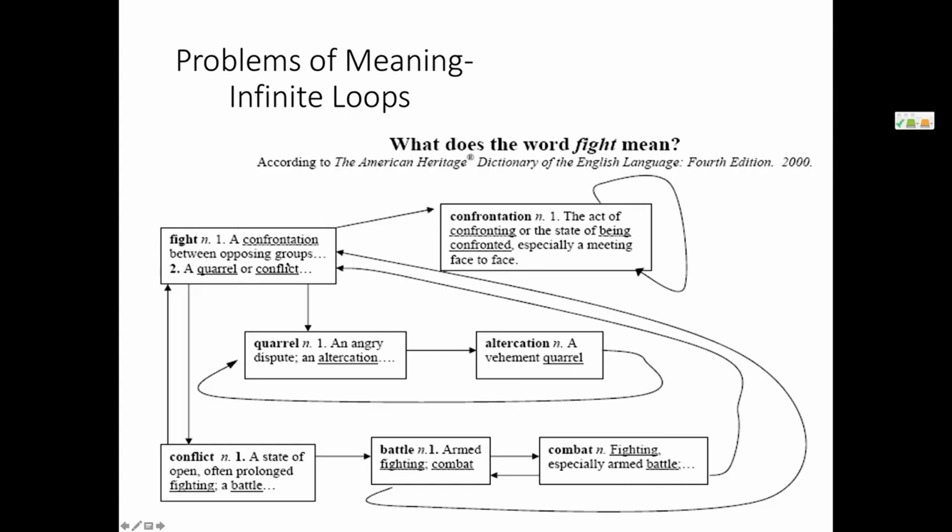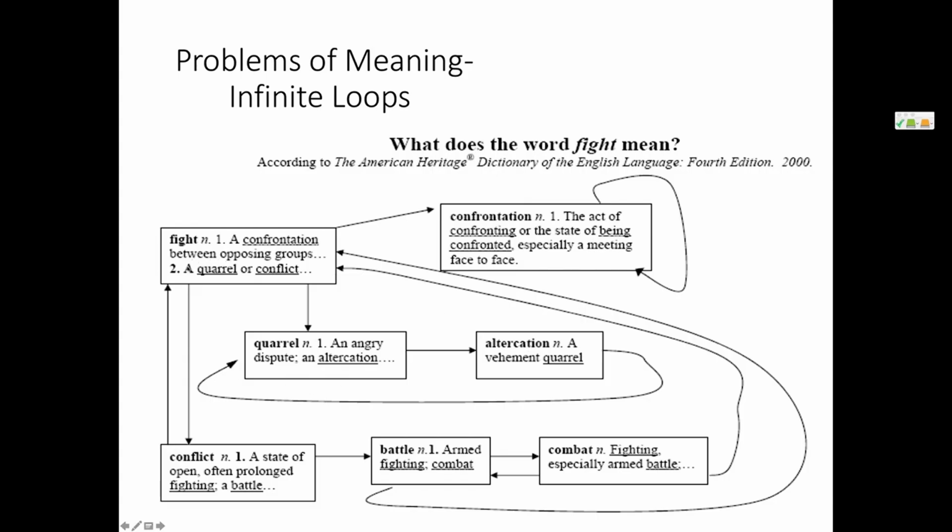A confrontation between opposing groups, a quarrel or a conflict. So what does a quarrel mean? Oh, it means an angry dispute, an altercation. What does an altercation mean? Oh, it means a quarrel. So there we are going right back.